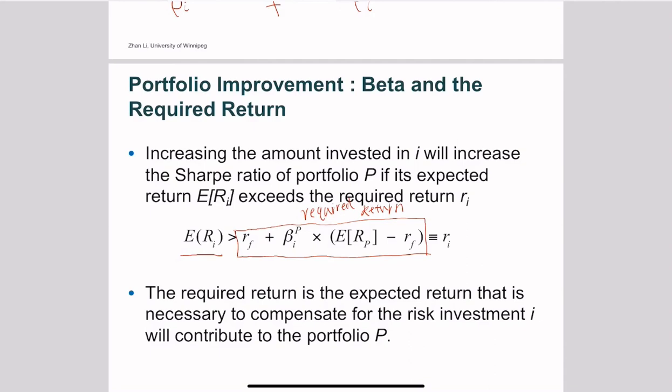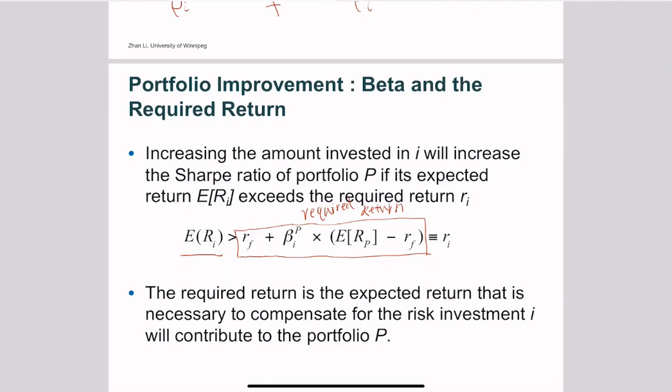There is some rigorous mathematical manipulation to get this result. And I think the textbook gives you some sort of mathematical process. You could look at it to get some understanding if you're interested in how to get this formula. But here, I'm just telling you that you should use this formula to calculate required return.